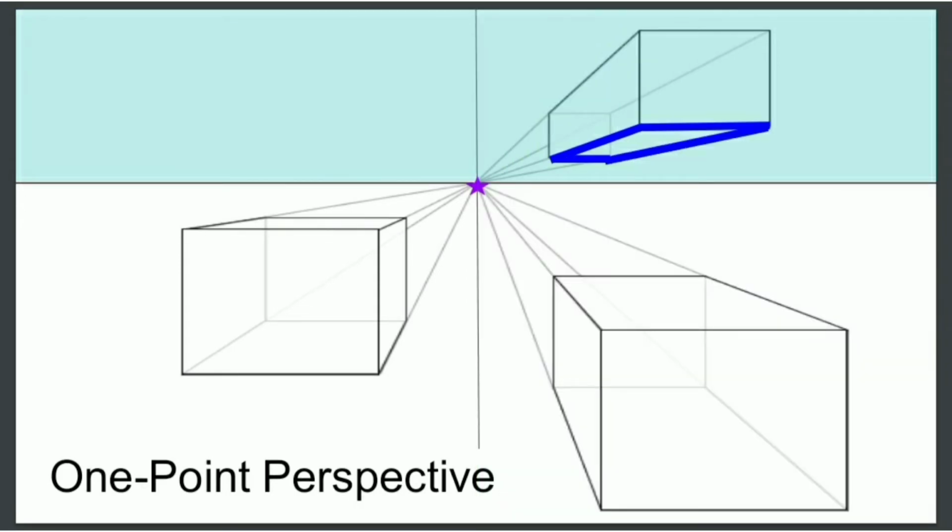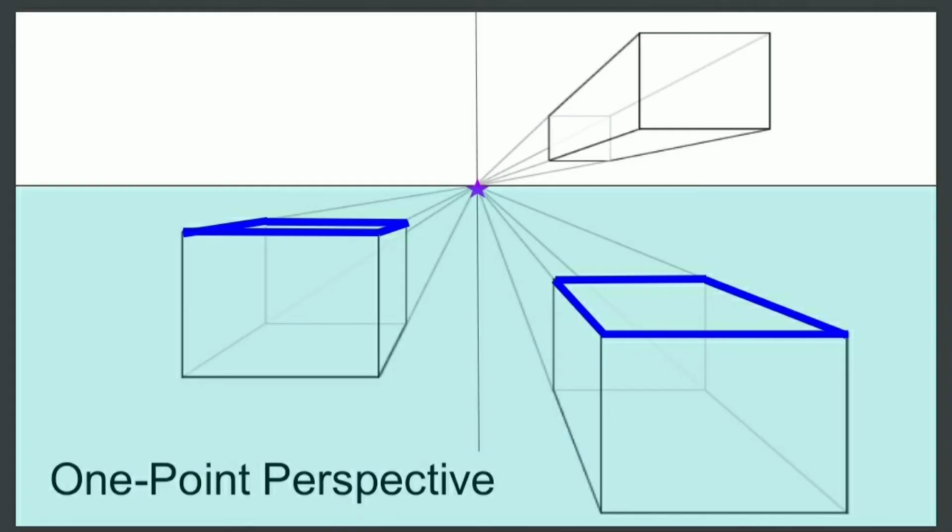Same thing goes for above the horizon line, so it's above the vanishing point. If it's above, we can see the bottom of that object. However, if the objects are placed below the vanishing point and the horizon line, then we are able to see the tops of those objects.